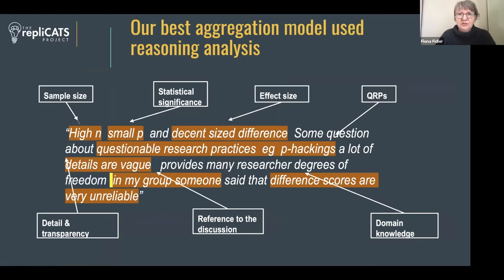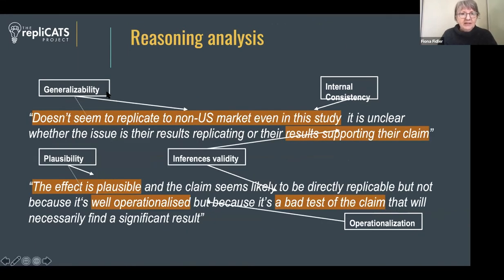Okay, so now I just want to talk a little bit about what these reasoning models are. Basically, to create these models, we take the open-ended comments, the justifications that our participants provide on the platform or in their discussions, and we qualitatively code this. So here's an example of a participant's comment and of the reasoning codes that were associated with this particular comment. Each of these boxes counts as an independent reason that this participant has given for their particular quantitative judgment about likely replicability. Sometimes they talk about other credibility aspects, not just replicability. So they'll refer to generalizability or inference validity and so on. And these also get coded as independent justifications.